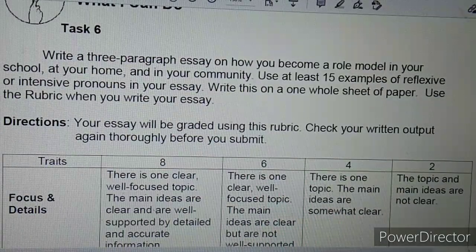Again, write a 3-paragraph essay on how you become a role model in your school, at your home, and in your community. Use at least 15 examples of reflexive or intensive pronouns in your essay, and you are going to write your answer in your answer sheet.